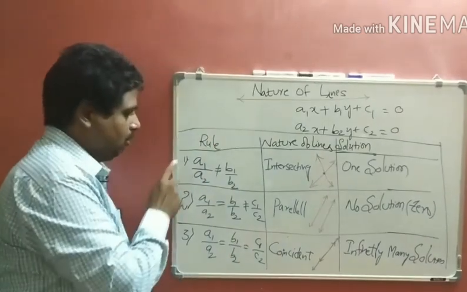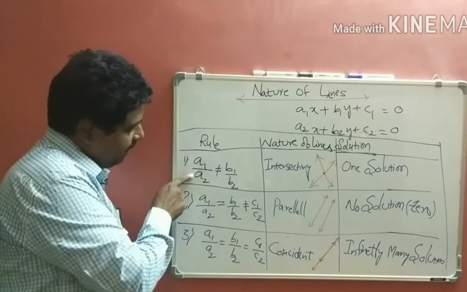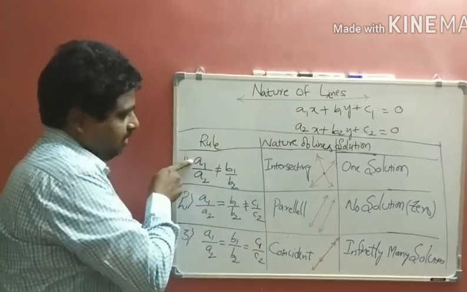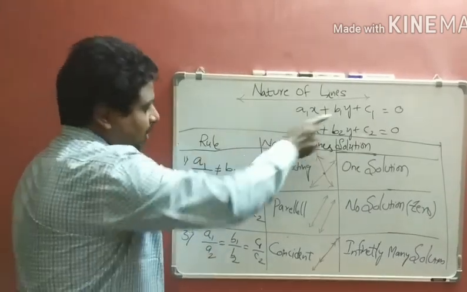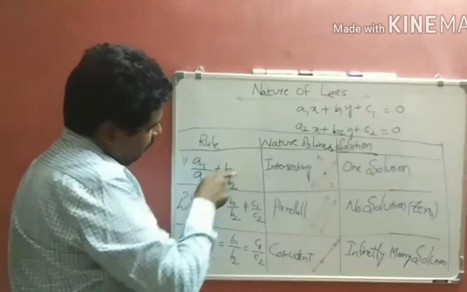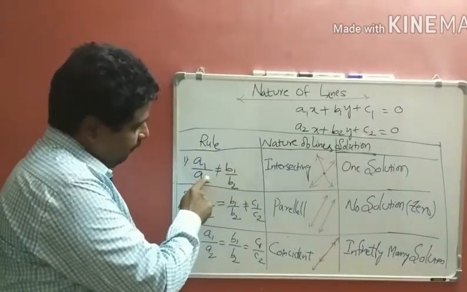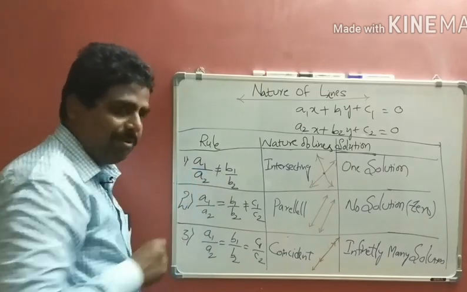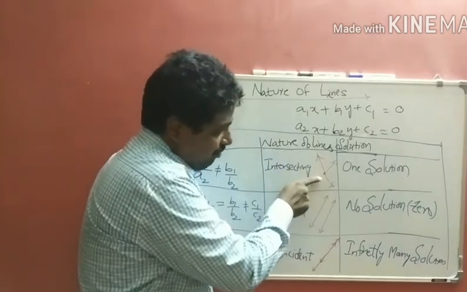Now the rule: a1/a2 is not equal to b1/b2. How can we get a1, a2, b1, b2 here? From those two lines. a1 is the coefficient of x, we write it here. a2 is the coefficient of x in the second line, we write it here. b1 is the coefficient of y in the first line, b2 is the coefficient of y in the second line. By writing these, observe the ratio. If that ratio is not equal, meaning a1/a2 is not equal to b1/b2, the lines should be intersecting.